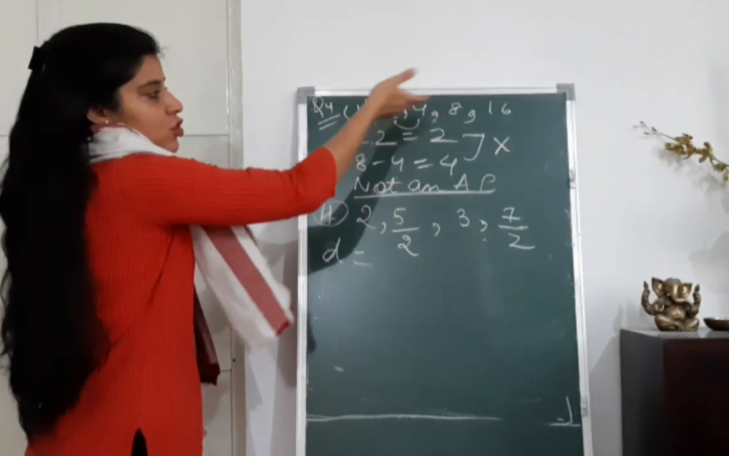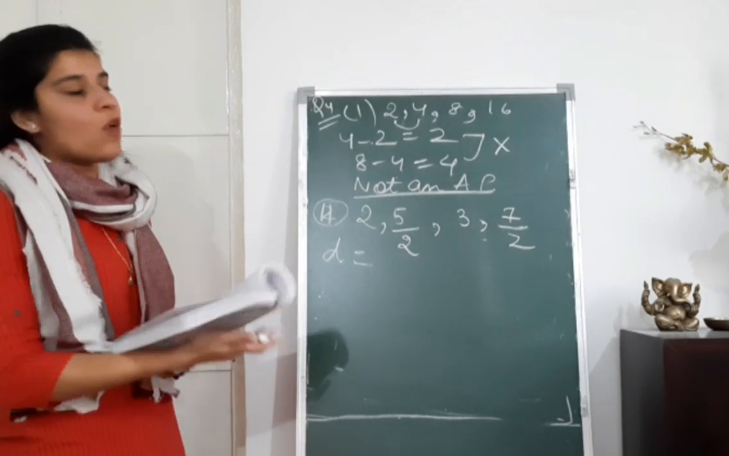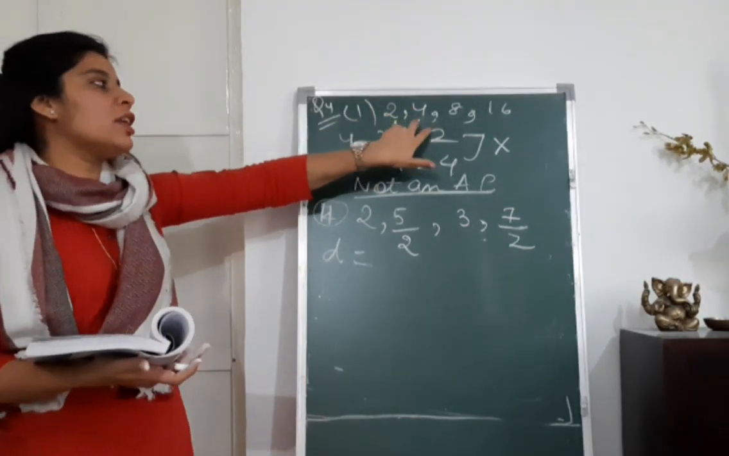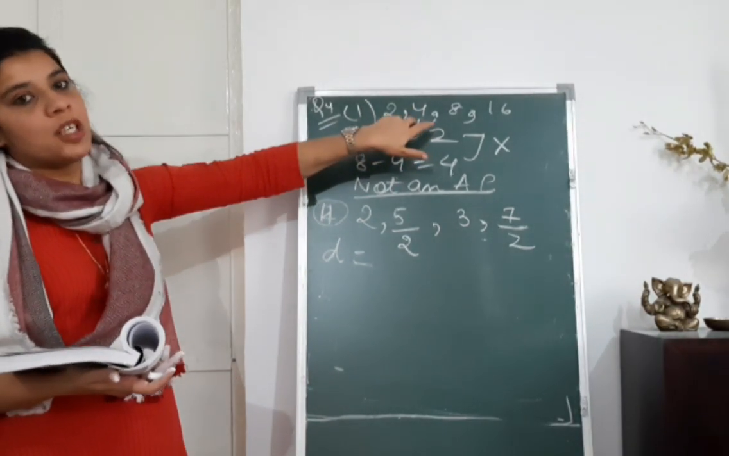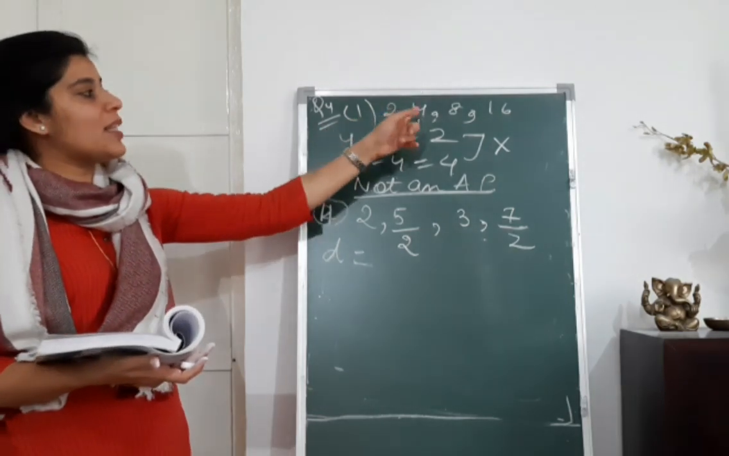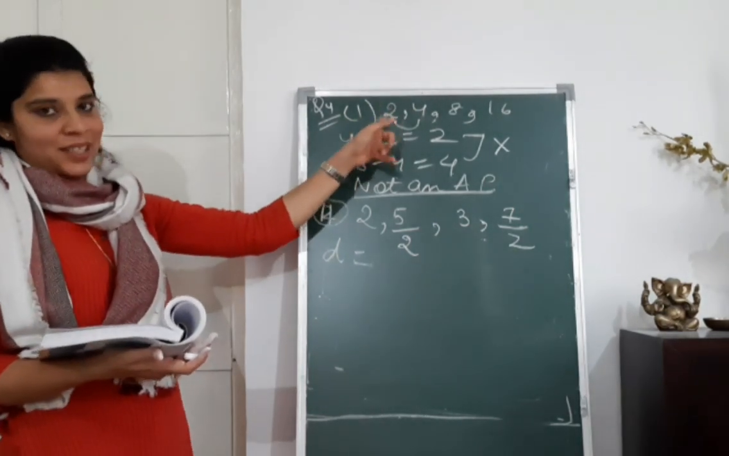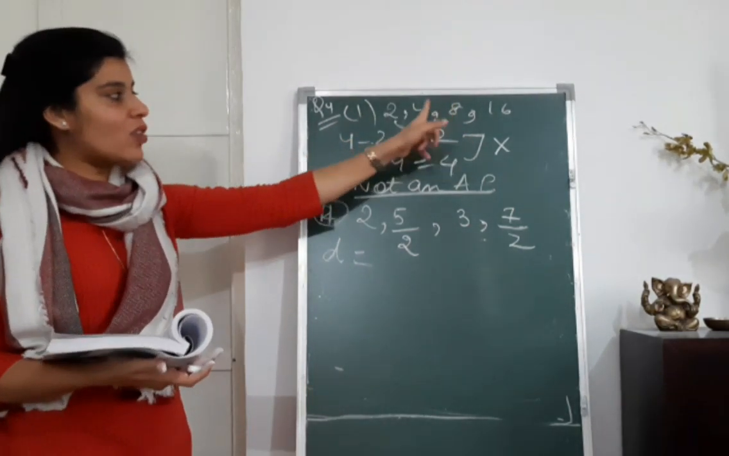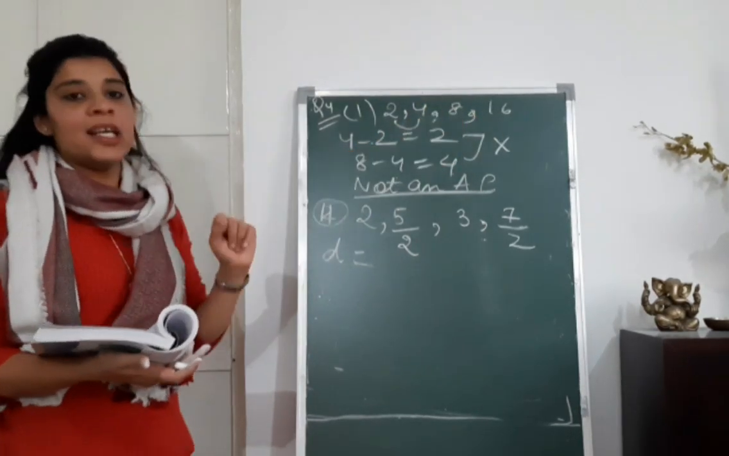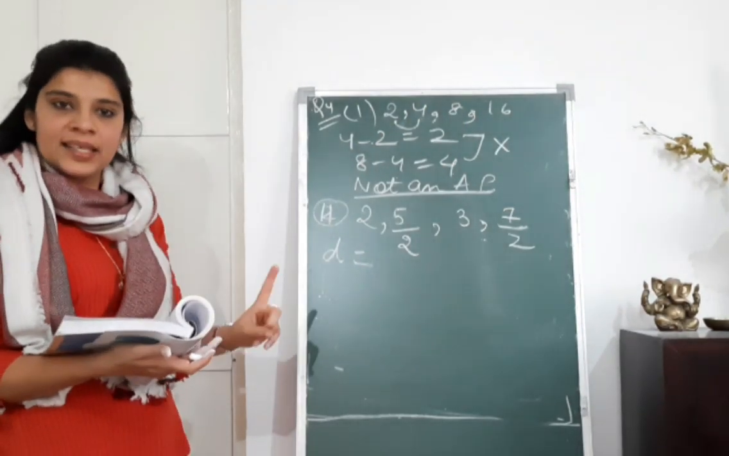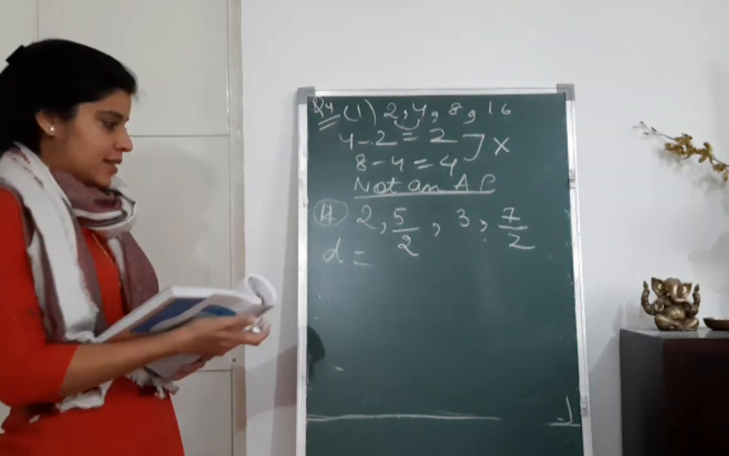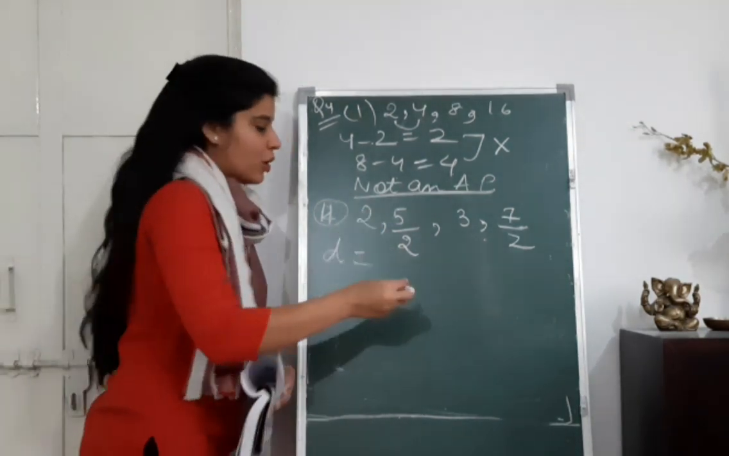We are just checking whether, see, if it is forming an AP, then the difference between two consecutive terms, like A2 minus A1, A3 minus A2, A4 minus A3, should be the same. If they are not the same, then they are not forming an AP. So let's see whether here it is the same or not.